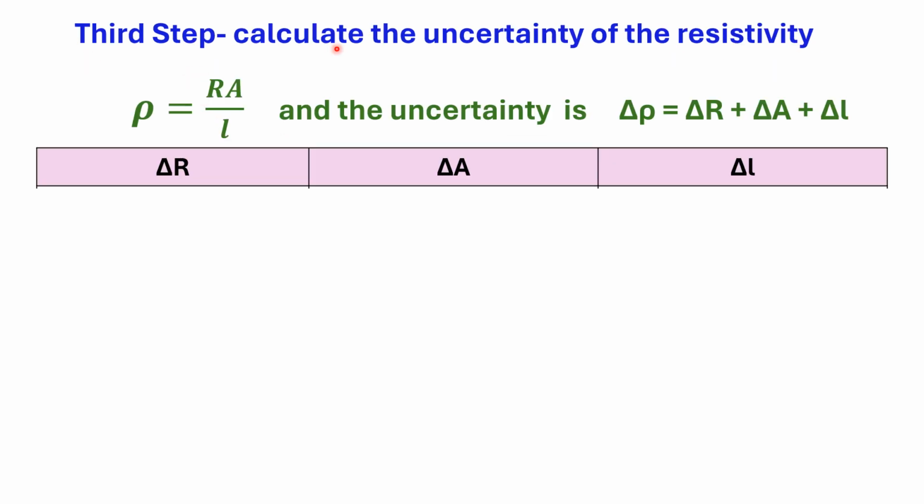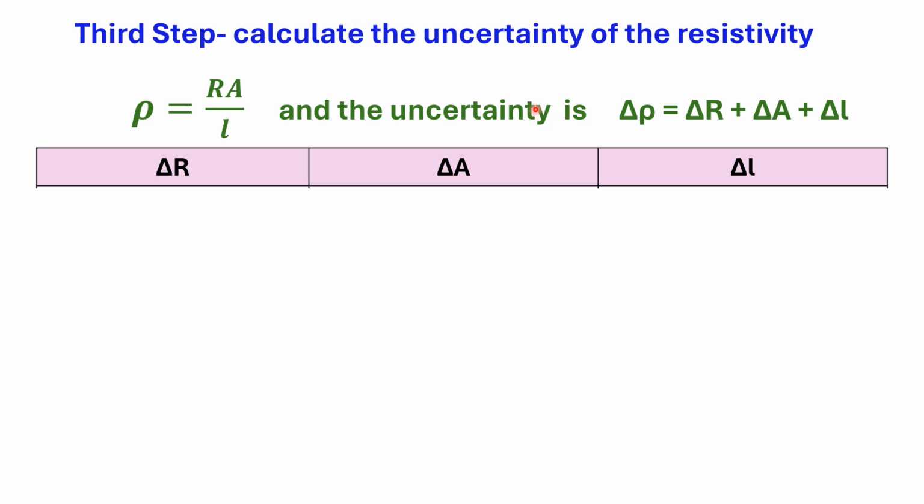Third step, we are going to calculate the uncertainty of the resistivity, because the options of these questions are showing all the value plus minus its uncertainty. So we need to calculate that. So how do we do this? First, you need to look at the original formula. So that's the formula for resistivity.